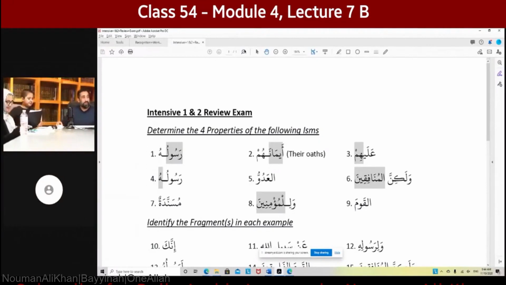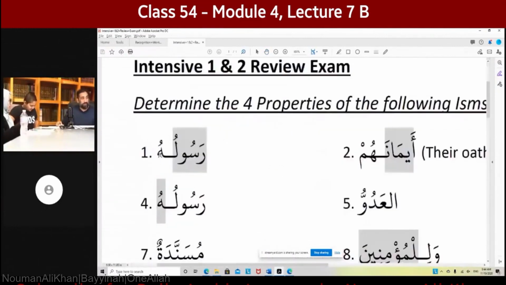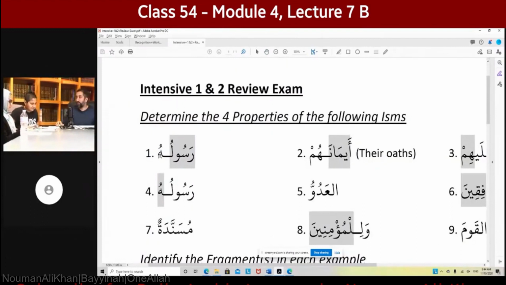Assalamu alaikum, everyone. Let us get started with the review of the exam, intensive 1 and 2 review exam. That's what's on the screen right now. Determine the 4 properties of the following isms.